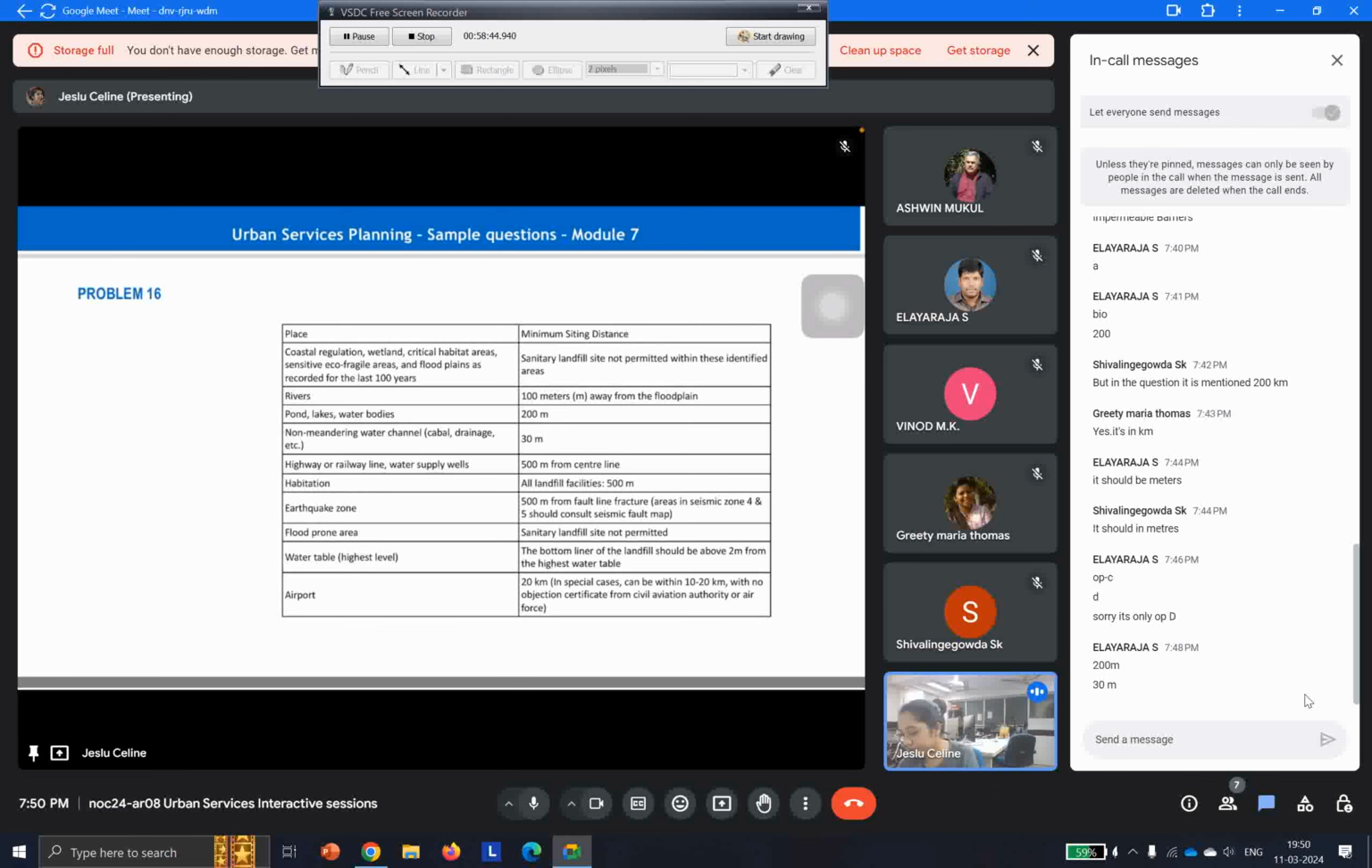So these are the different fatal flaws which we discussed. From highway 500 meters, from non-meandering water channel 30 meters, ponds and lakes 200 meters. Right. Let's proceed on to the next question.